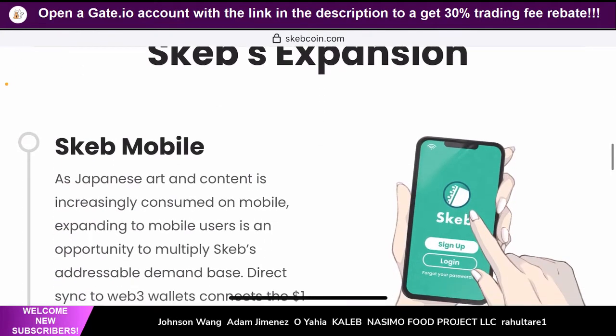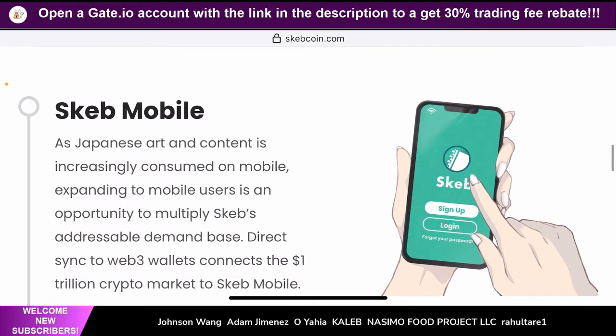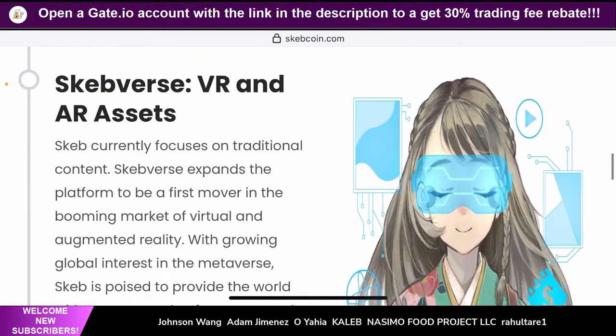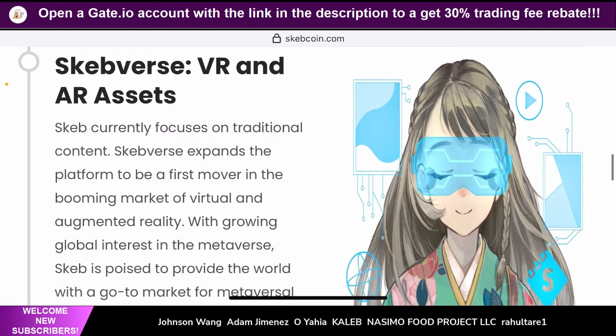So SKEB's expansion. This talks about the next steps for this platform. They are trying to have a mobile app called SKEB Mobile, and they are stating that it's going to be a direct Web3 wallet that is available as a downloadable feature on your phone, and it connects to the $1 trillion crypto market in the SKEB mobile app. So clearly not just the SKEB coin, but multiple other assets can also be stored in their wallet, which is very interesting, right? So if you scroll further below, Skebverse VR and AR assets. This is the most important thing that I want to bring to your attention.